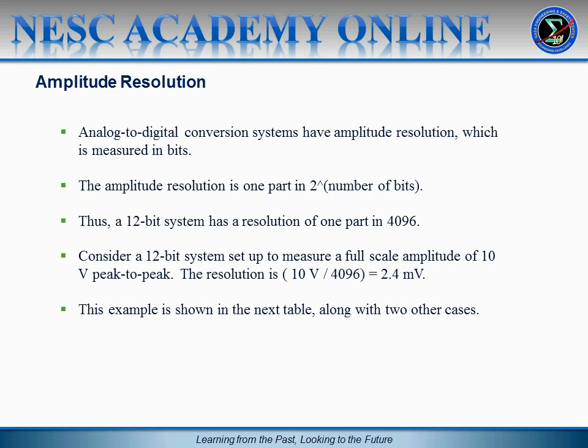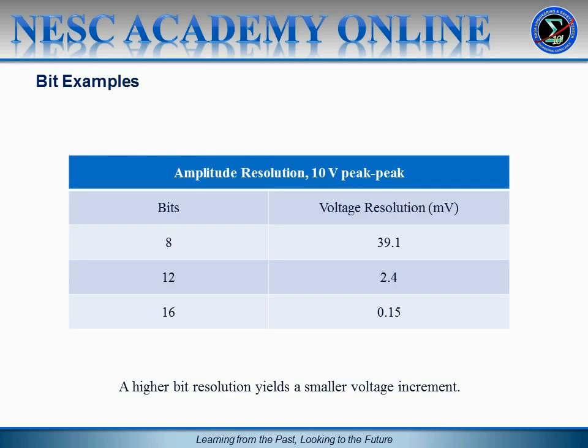So let's consider a 12-bit system, and it's set up to measure a full-scale amplitude of 10 volts peak to peak, and that's from the sensor. The resolution in this case is 10 volts divided by 4096, and that's equal to 2.4 millivolts. And this example is shown in the next slide, along with 2 other cases.